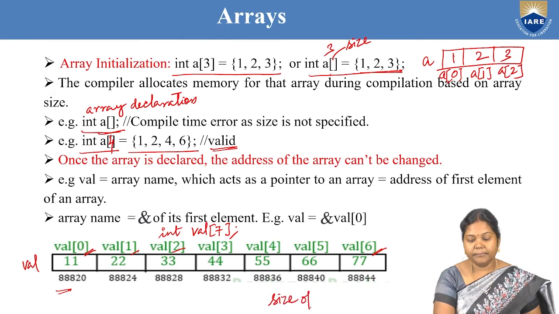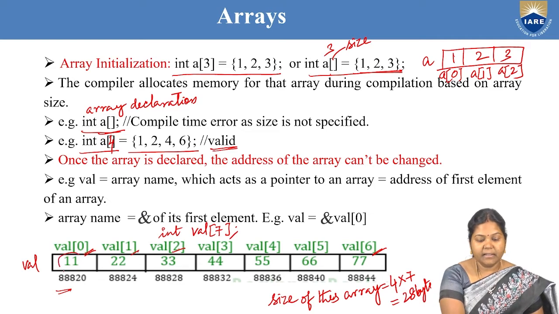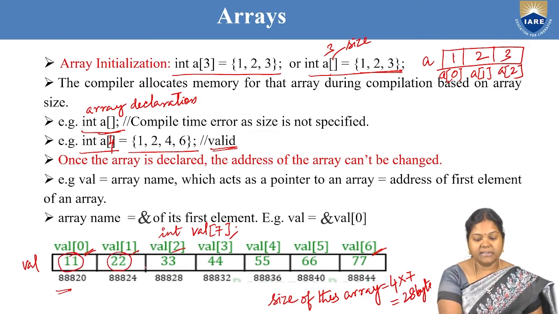The size of this array is nothing but, each element is an integer. So each element requires 4 bytes and the size of the array is 7. So 28 bytes is allocated for this array. So each integer requires 4 bytes. So these are the values that are stored inside this array.